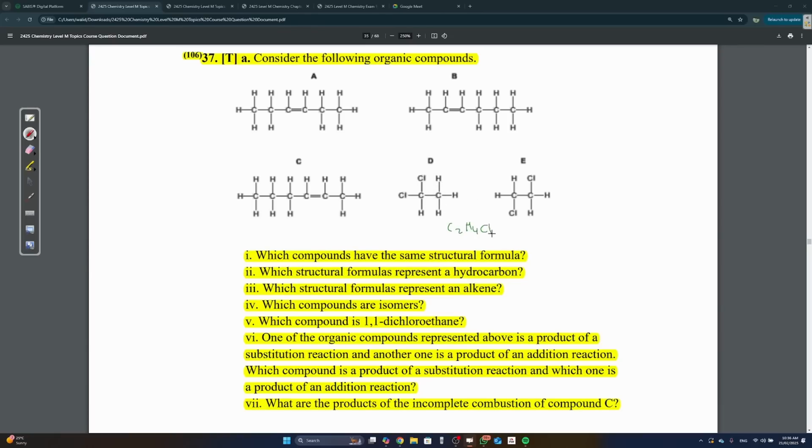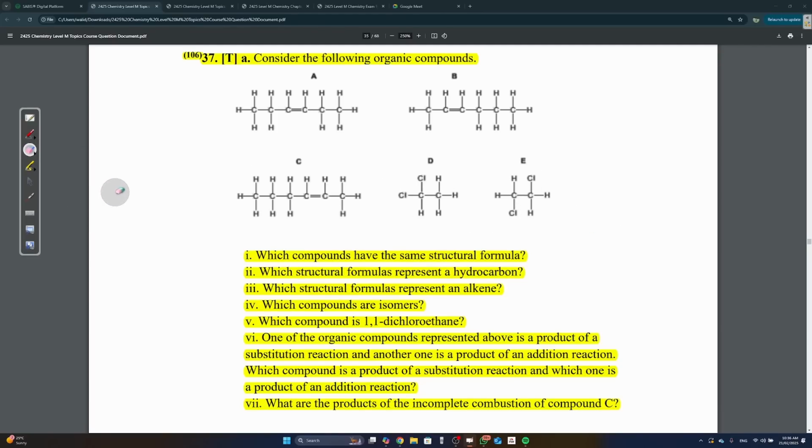C2H4Cl2. This is also C2H4Cl2. I forgot completely about D and E. And look, here it's Cl Cl, but here it's Cl Cl like this. Like one is on the branch outside. Here they're both on the branches inside. But they have different structural formulas.